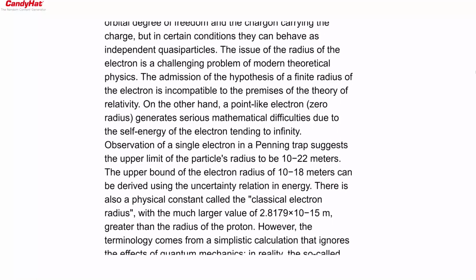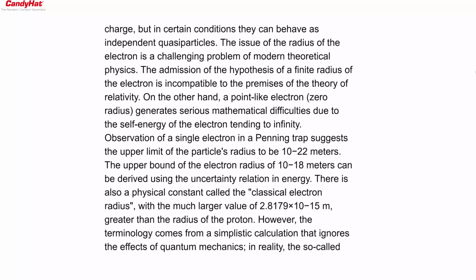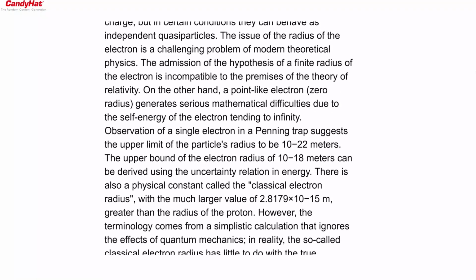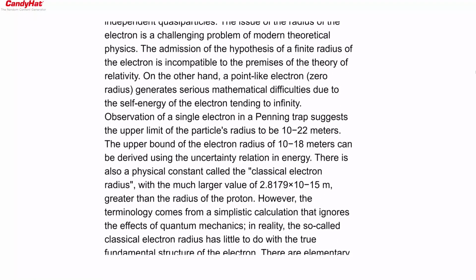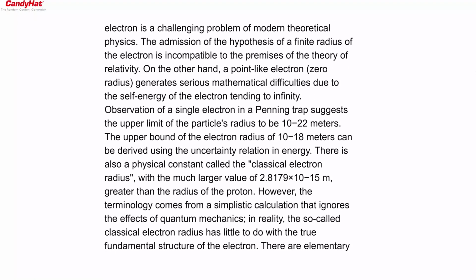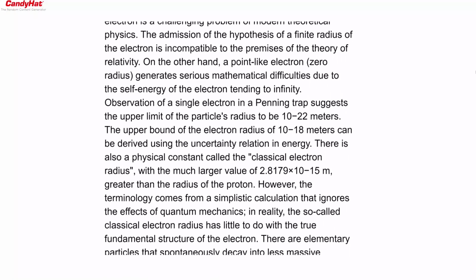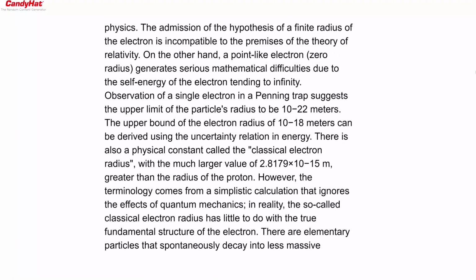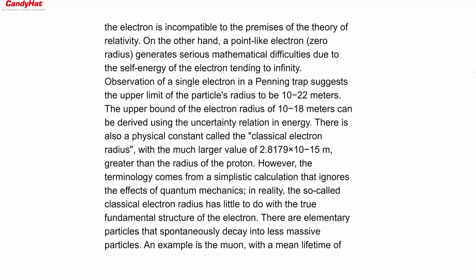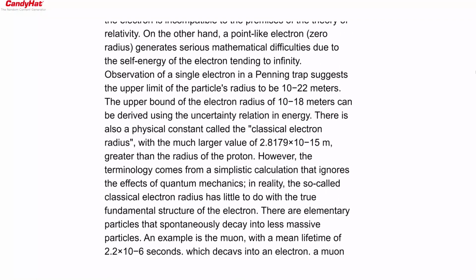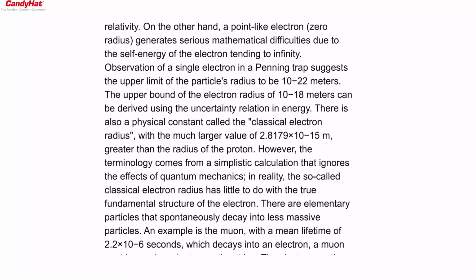The issue of the radius of the electron is a challenging problem of modern theoretical physics. The admission of the hypothesis of a finite radius of the electron is incompatible to the premises of the theory of relativity. On the other hand, a point-like electron, zero radius, generates serious mathematical difficulties due to the self-energy of the electron tending to infinity.